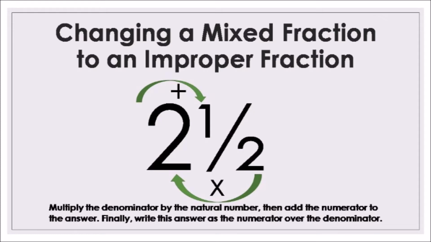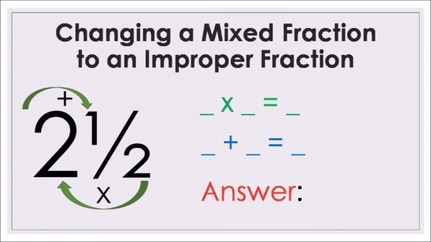2 1/2. Remember what you do? Multiply the denominator by the natural number at the front. Then add the numerator to the answer. And then write the answer after all of that as the numerator over the denominator. Let's see if you can get this done. So put the numbers in for me now. Write the two numbers you multiply, then write the two numbers you add, and then put the final answer. You can do it.